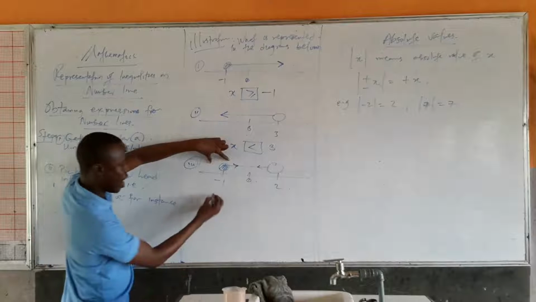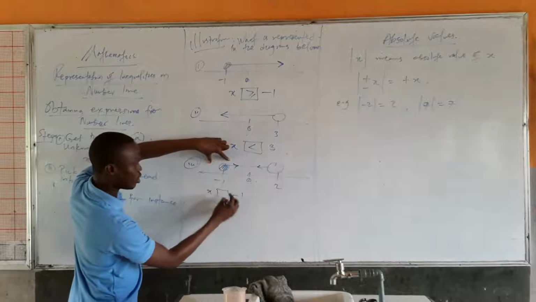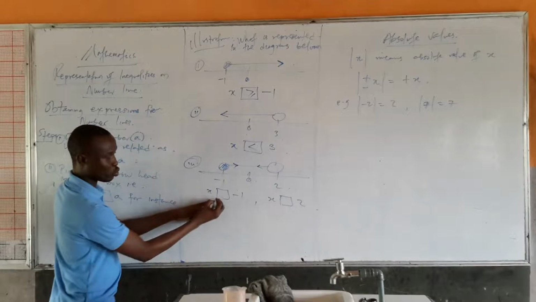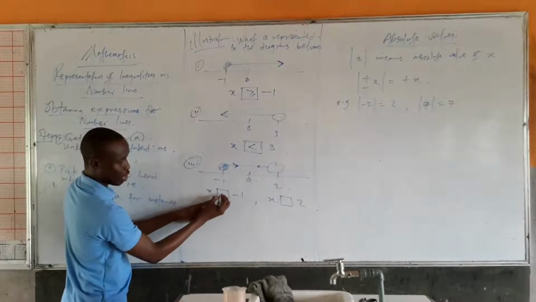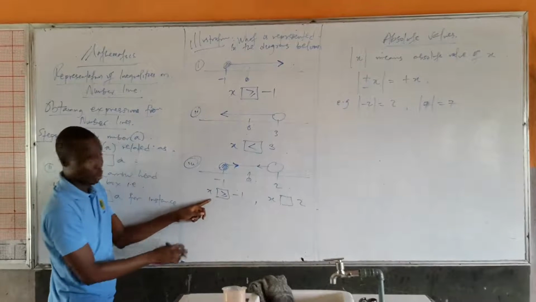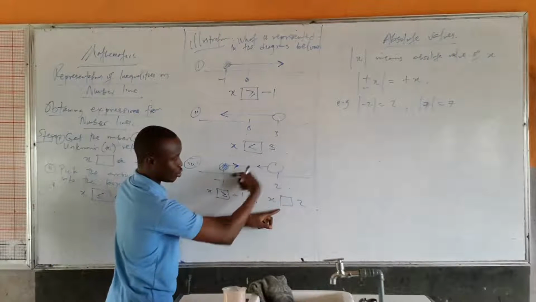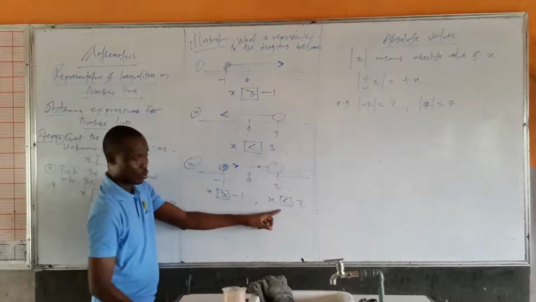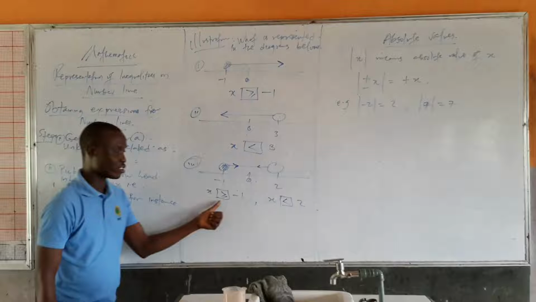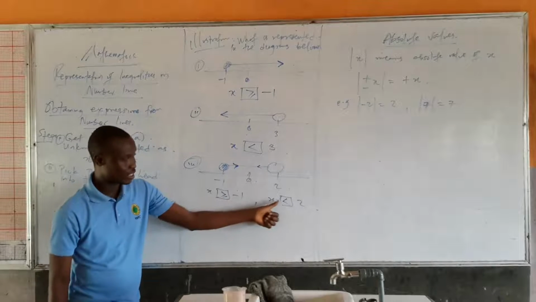For the first one here, I have x box -1. For the second one here, I have x box 2. So for that of -1, where is it going? It's going in this direction, so I'll pick that direction. Then what will I do? I'll add equal to it. Why? Because it's shaded. For that of 2, it's going in this direction, so I will simply put that. Will I add equal to? No, because it is not shaded. So I have x is greater than or equal to -1, and x is less than 2.